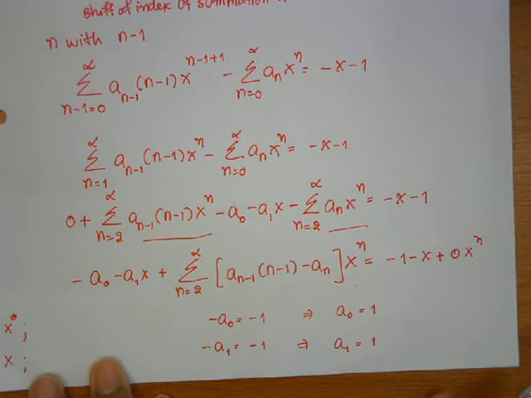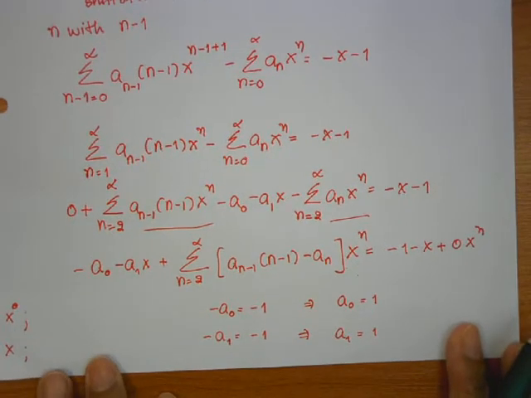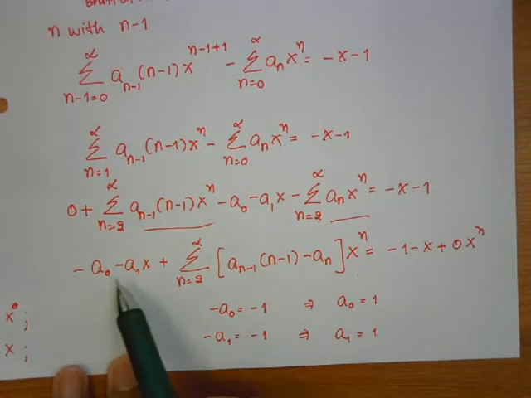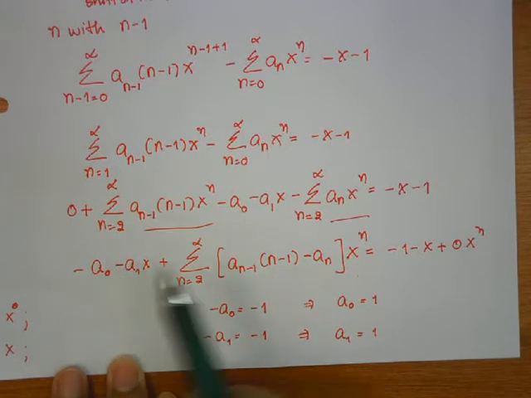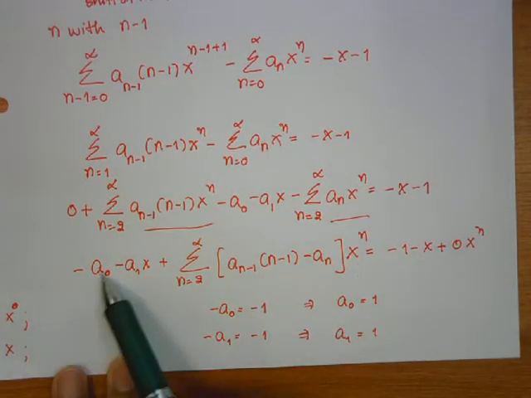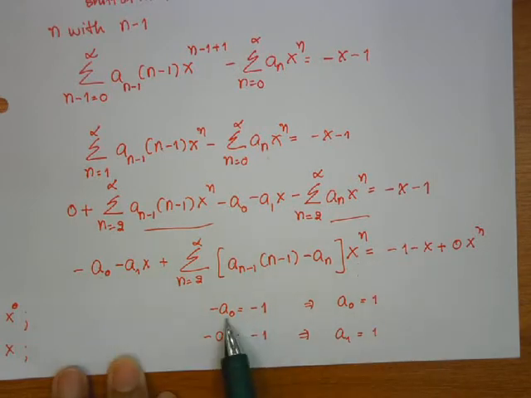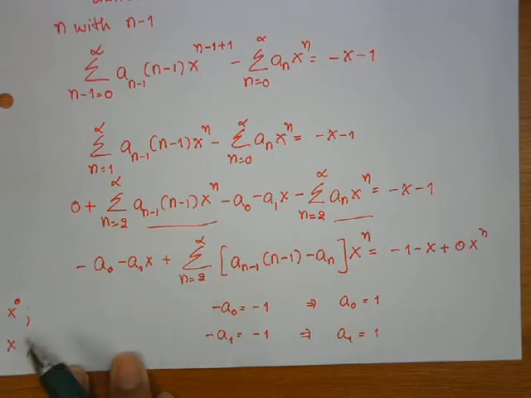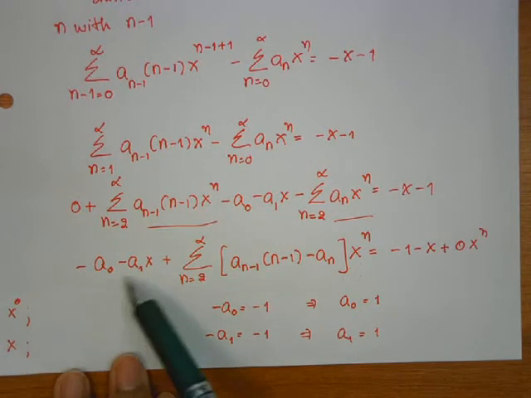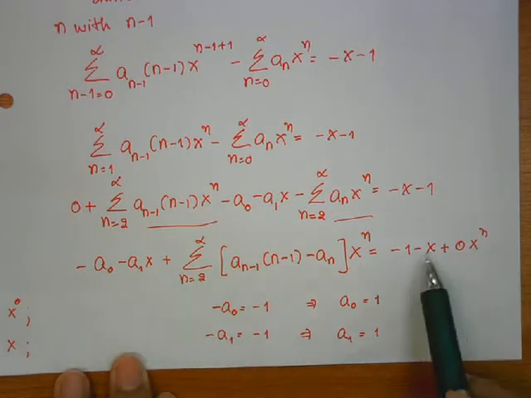We can use the comparison of coefficients. It looks like we have x to the power 0 there. So if you compare the coefficient of x to the power 0, you get minus a0 equal to minus 1, or a0 equal to 1. The second comparison is the coefficient of x to the power 1. You get minus a1 equal to minus 1, so a1 is equal to 1.